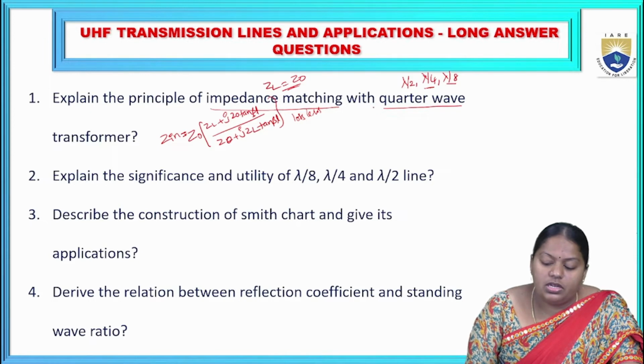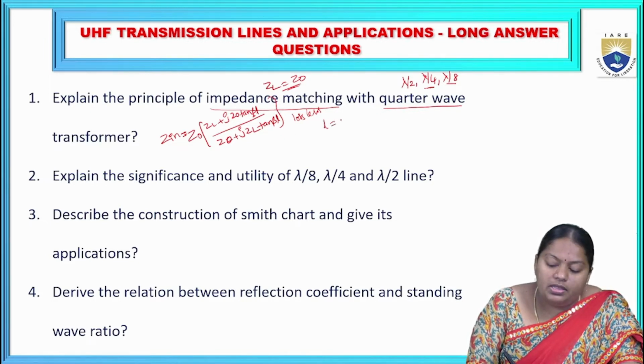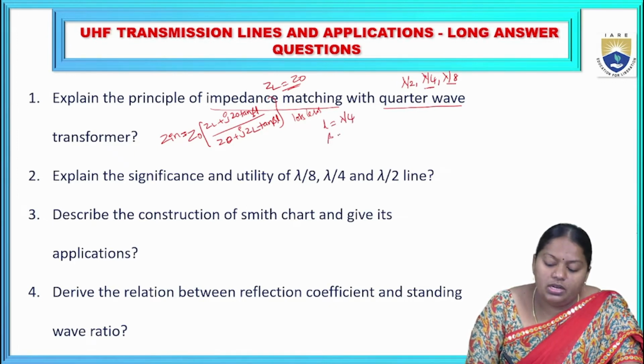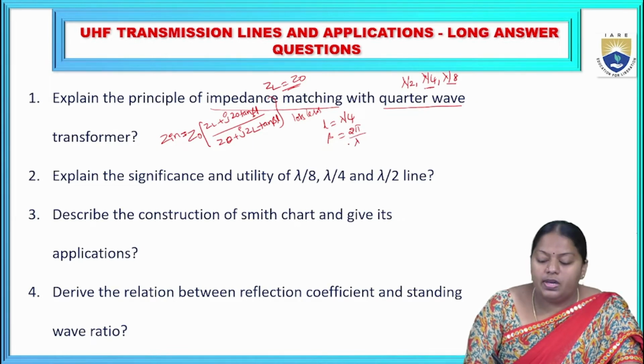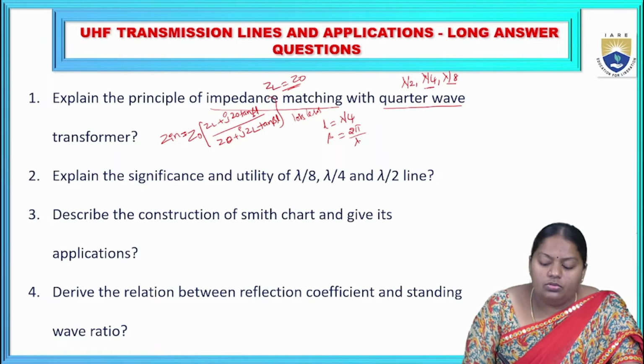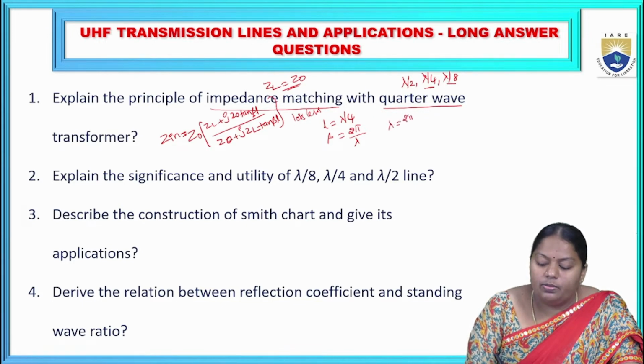In this, we consider the quarter wave transformer type, meaning the length L is considered as lambda by 4. As we know, beta is given by 2 pi by lambda. Why? Because of how we define wavelength: after every 2 pi radians the phase changes, so lambda can be written as 2 pi by beta. From this, beta is 2 pi by lambda.